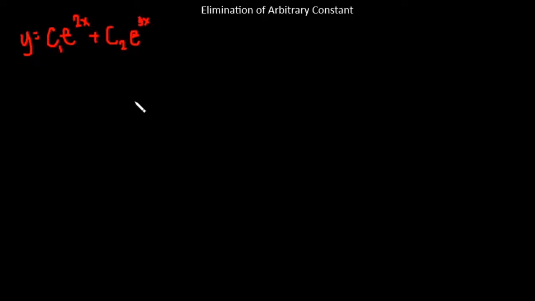Dito sa topic na Elimination of Arbitrary Constants, meron tayong given na y is equals to c sub 1 times e raised to 2x plus c sub 2 times e raised to 3x. So, makikita nyo, meron tayong dalawang constant. So, kung ilan yung constant mo, ganun mo karaming beses i-derive yung equation.